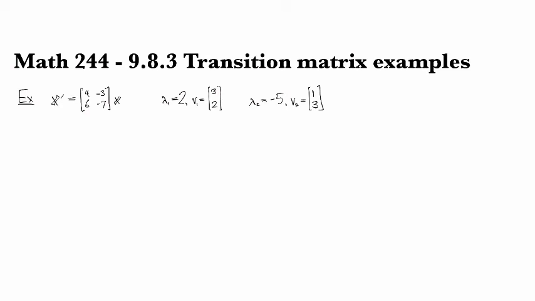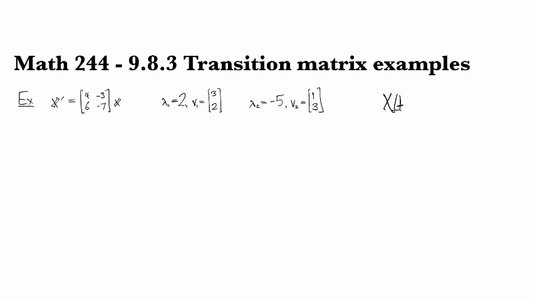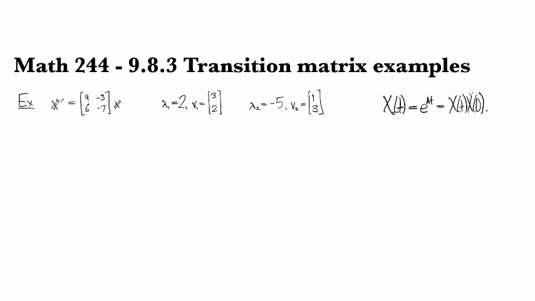So let's look at how to compute a transition matrix. We'll look at this system that we looked at before, and we already worked out the eigenvalue-eigenvector pairs for this matrix. We've got an eigenvalue of 2 with vector 3, 2, and an eigenvalue of -5 with vector 1, 3. And so we're looking for the transition matrix e to the At, and we know that we can find it as the fundamental matrix times the inverse of the fundamental matrix evaluated at 0.